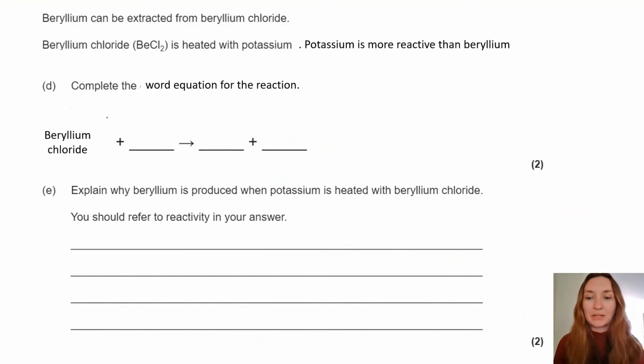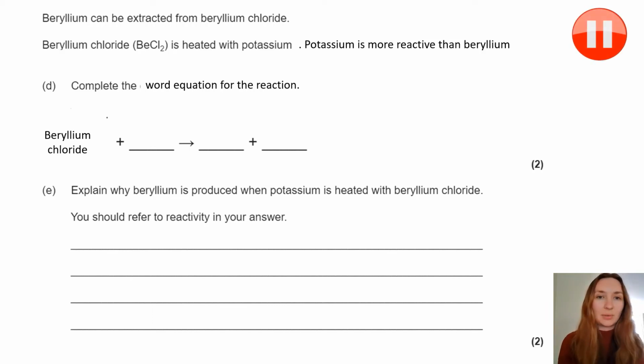Okay, now we've done that practice together, you're going to have a go at doing this exam question. So click pause and have a go at doing this exam question.